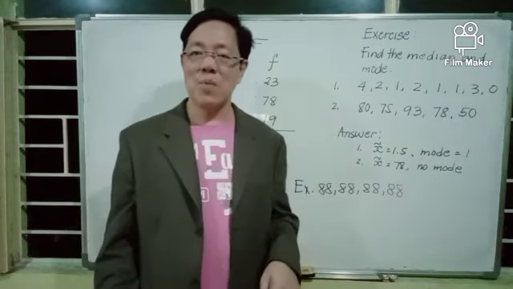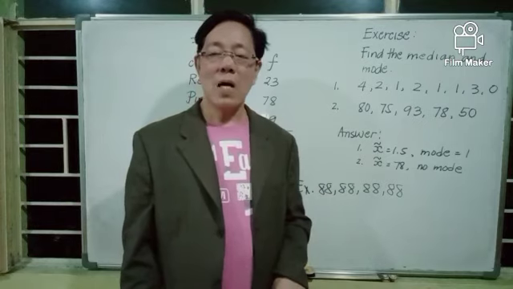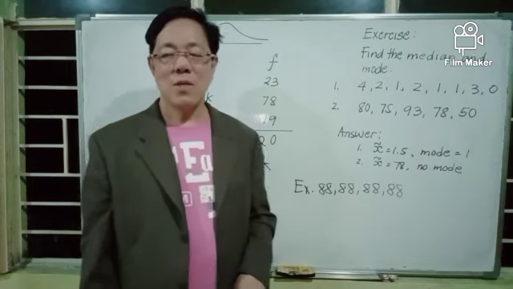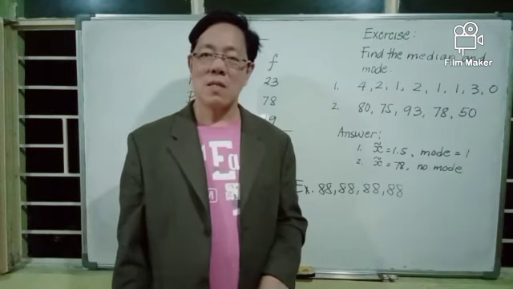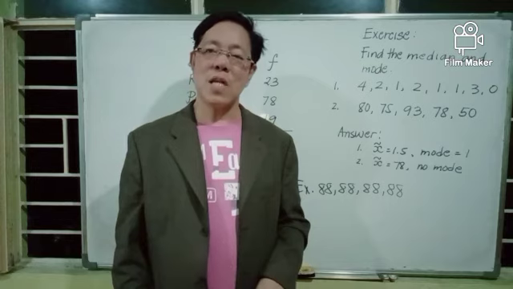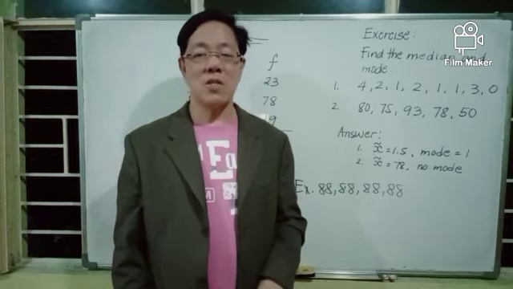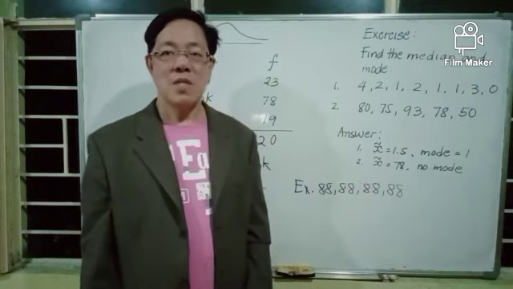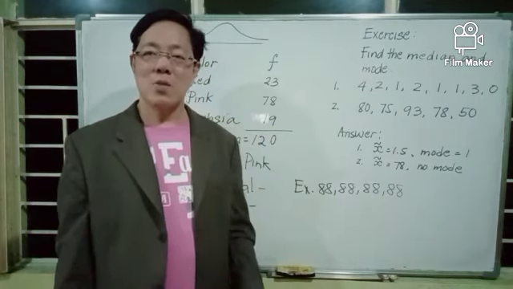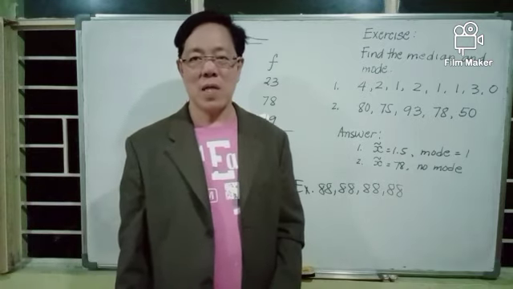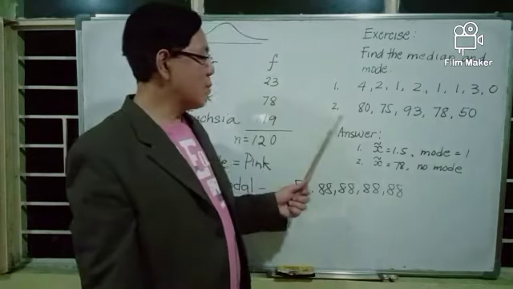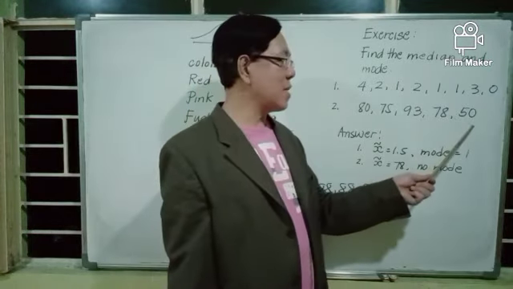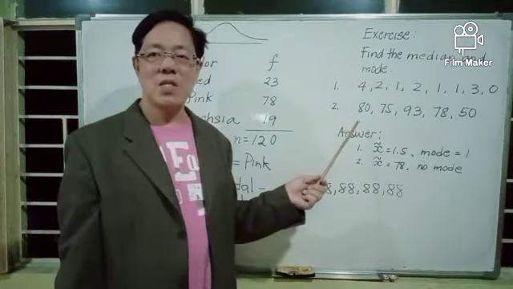If you have an even number of scores, you add 1 to n and divide by 2, you will get a decimal number. And you take the greatest integer less than the decimal number and the smallest integer greater than that decimal number. And these two numbers are the two middle scores. And you add these two middle scores and divide the sum by 2 and you get the median. For number 2, the given numbers are 80, 75, 93, 78, and 50. Again, find the median and the mode.